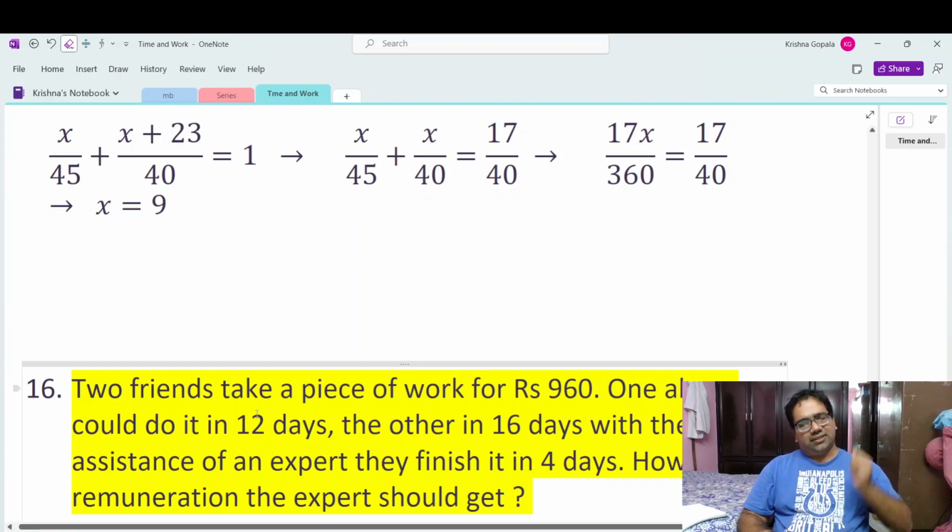Okay, first person A is able to do it in 12 days. That means daily he can do 1 by 12th of work. The other person does 1 by 16th of work.